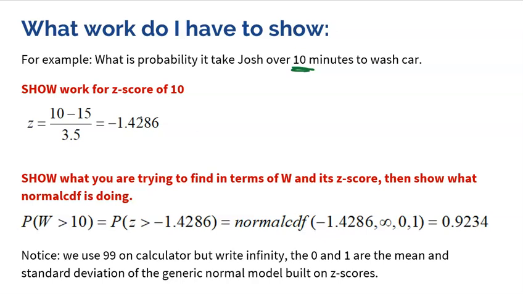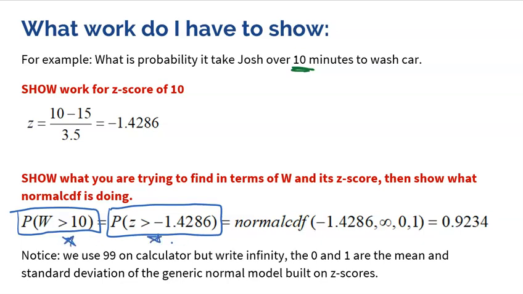Then the calculator is really going to do the rest of the work for you. What you have to do is label your answer properly. So first, I'm going to give the context. I'm finding the probability that it takes more than 10 minutes to wash a car. So W representing washing a car, and I'm looking for it to be greater than 10. Now, this is equivalent to the z-score being more than negative 1.4286. Right? This is the z-score for 10 minutes in my particular problem. So these two statements are equivalent. One is in context to washing a car. One is the equivalent for a z-score. You have to show both of those if you want full credit.